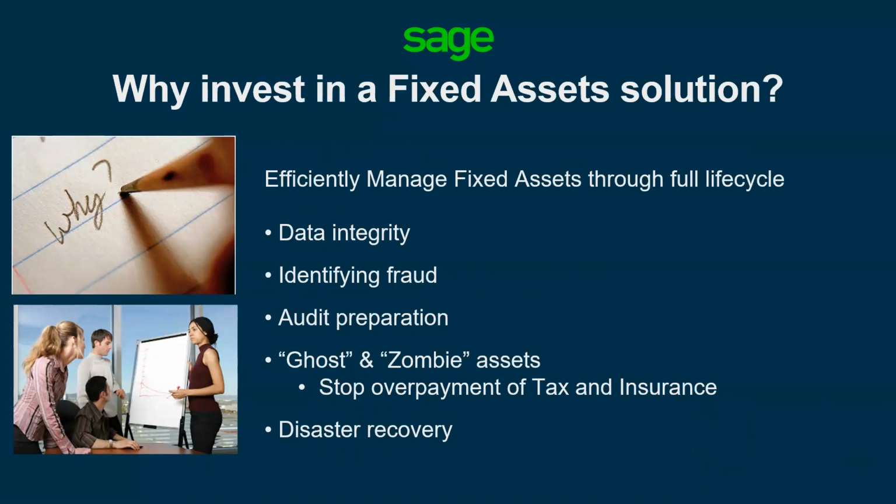So first, why invest in a fixed asset solution? One of the things you'll want to do, since fixed assets are really one of the highest cost items on your bottom line, is have the ability to efficiently manage those fixed assets through their complete life cycle. And when I say their complete life cycle, I'm speaking in reference to from before they become a fixed asset, while you're going through construction in progress or work in progress, accumulating all of the costs tied to that, and then being able to place those items in service and depreciate them through their full life cycle through disposals.